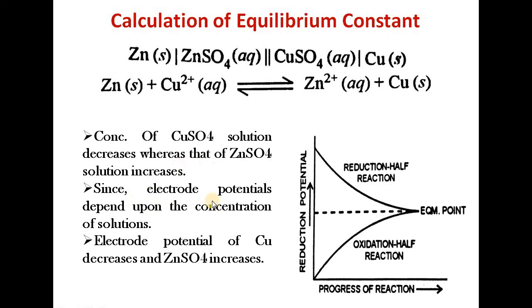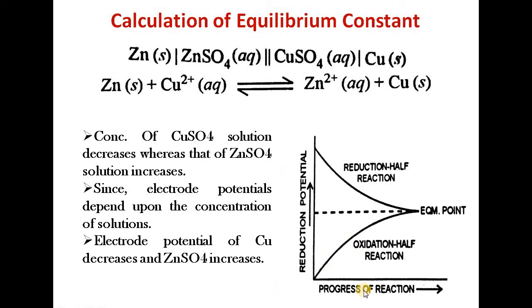Now electrode potential depends upon the concentration of ions in the solution. So the electrode potential, in terms of reduction, we are talking about here. The reduction electrode potential of the zinc half cell, or you can say the oxidation half cell, is increasing, whereas that of the reduction half cell is decreasing with time. The electrode potential of the copper electrode is decreasing, whereas in the case of the zinc electrode, it is increasing.